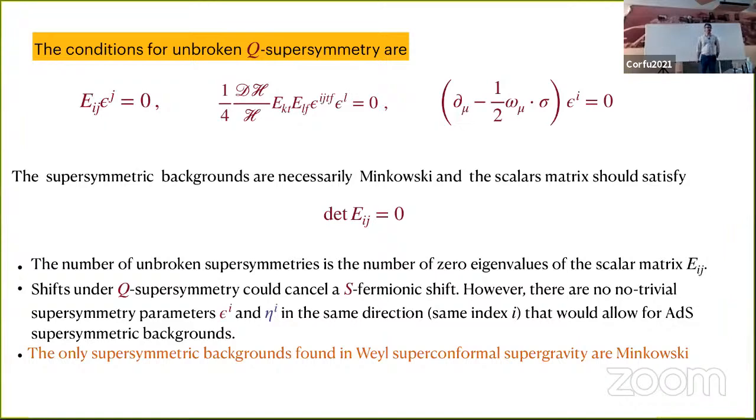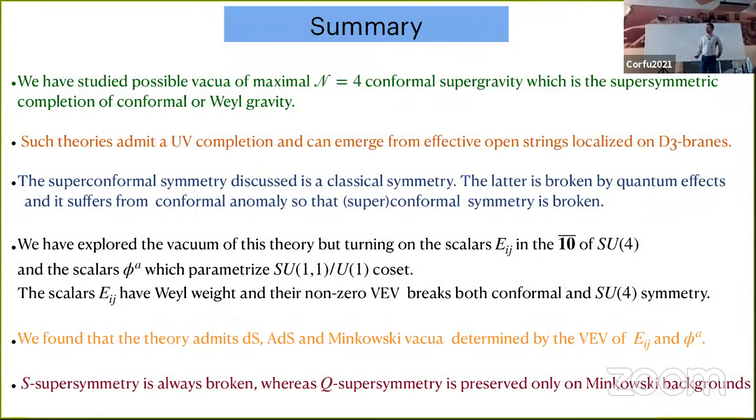And finally, let me turn to my summary, which is my last slide. So in this work that we hope to be online soon, probably next week, we have studied the vacua of the maximal N=4 conformal supergravity, which is the supersymmetric completion of conformal gravity. And what we found is that this theory admits non-trivial dS, AdS, and Minkowski vacua, which are determined by the vacuum expectation values of the scalar field E, as well as the field phi that is inside the holomorphic function H. S supersymmetry is always broken, while Q supersymmetry is preserved only on Minkowski backgrounds.